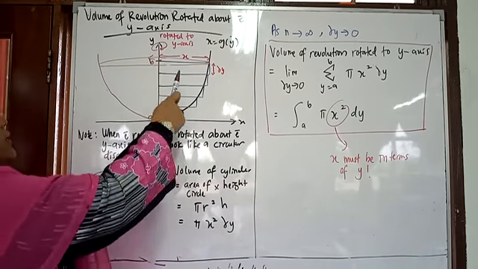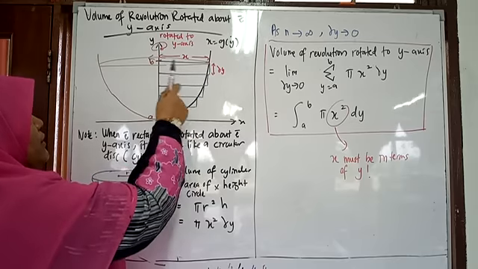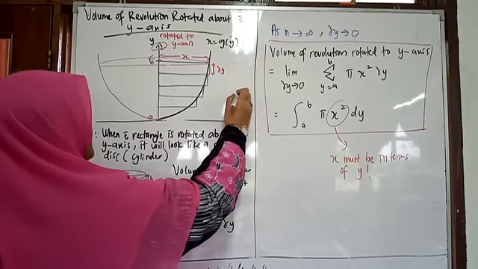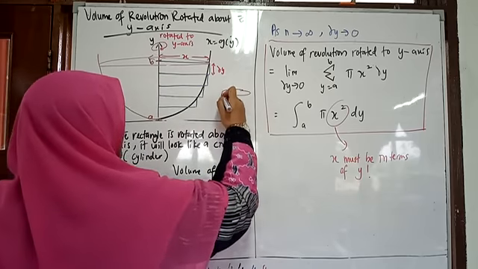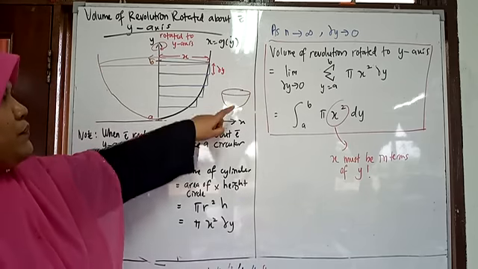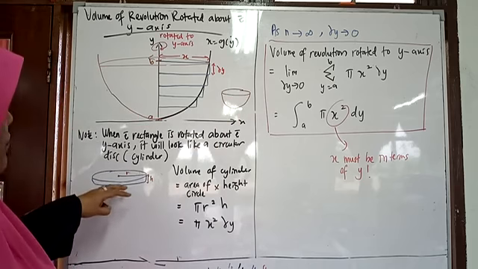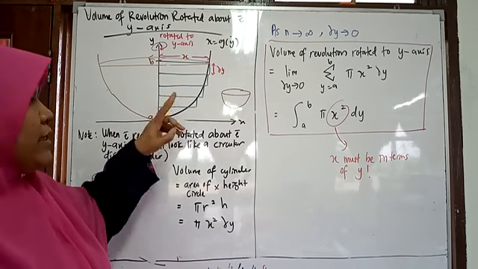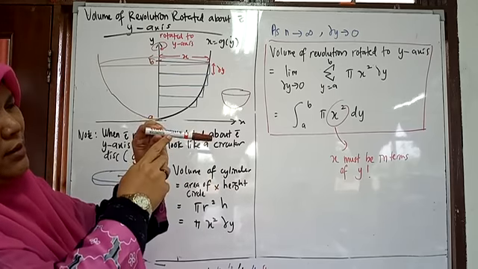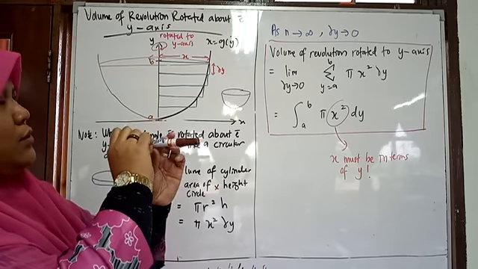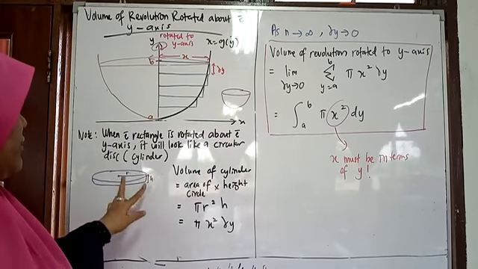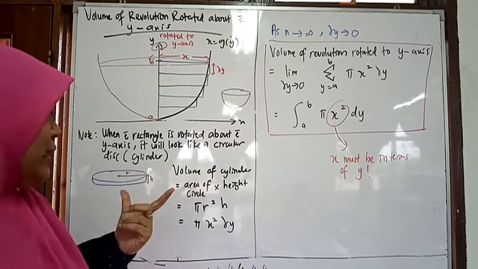So if we rotate this rectangle to the y-axis 360 degree, what shape will we have from here? We will have like a bowl, like this. So this volume, okay. Of course when we rotate the rectangle to the y-axis, our shape will be like a circular disc, just like before. It's just that this circular disc is horizontal.